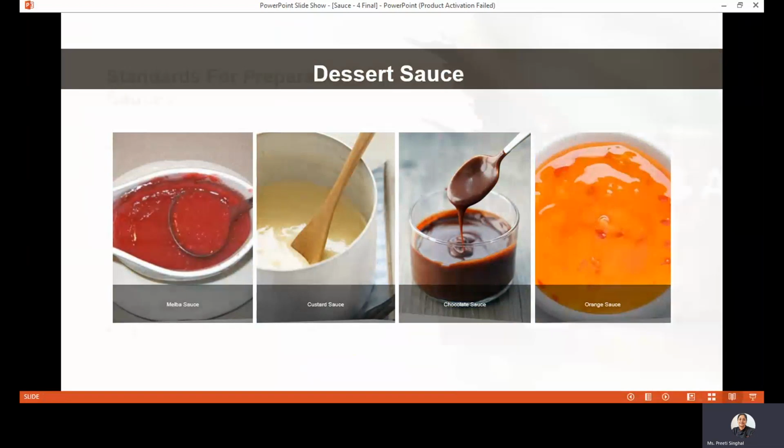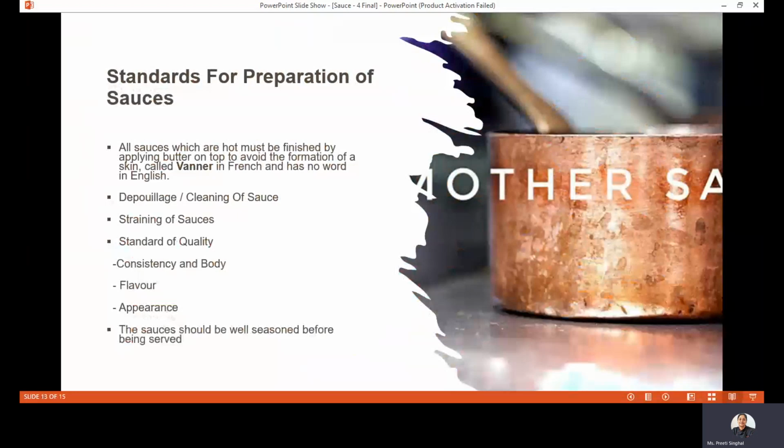Now we'll talk about the standards for preparation of sauces. There are some standard measures which a sauce should compulsorily comprise. So all sauces which are hot must be finished by applying butter on top of the layer to avoid the formation of a skin, which is called tempering in French. The second is the cleaning of the sauce, or it is known as dépouillage.